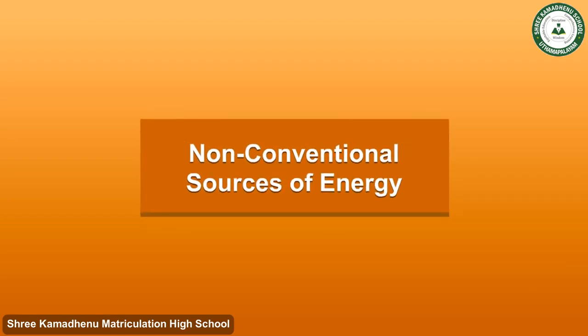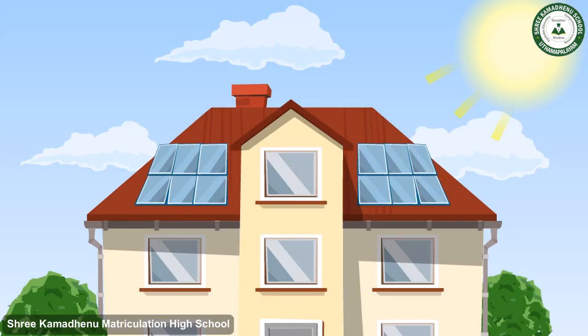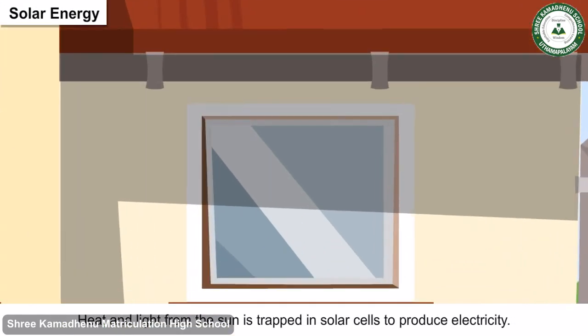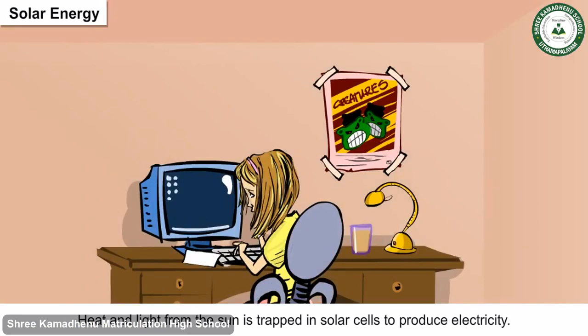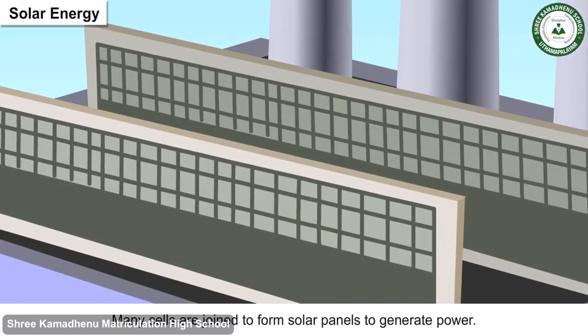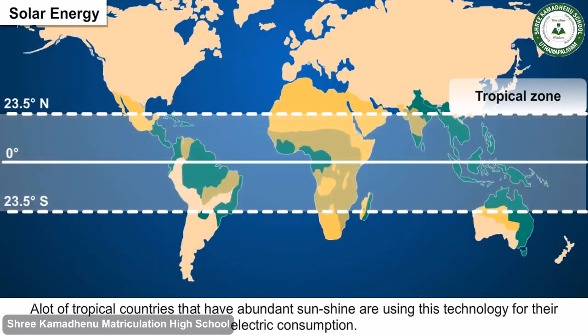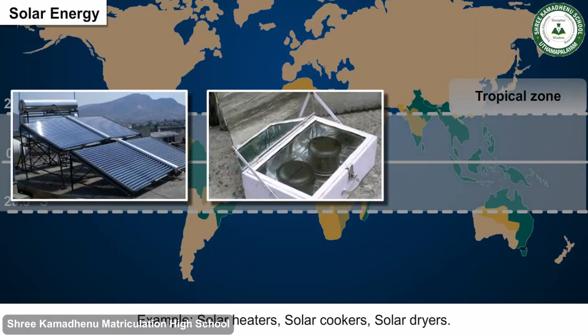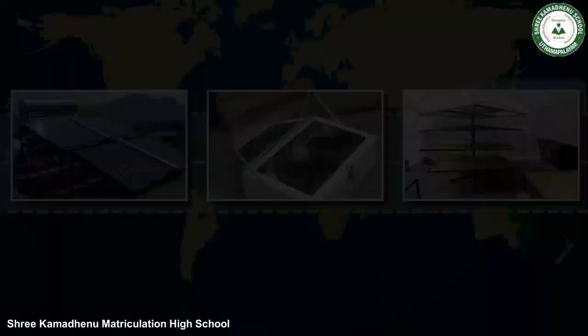Non-conventional sources of energy. Solar energy. Heat and light from the sun is trapped in solar cells to produce electricity. Many cells are joined to form solar panels to generate power. A lot of tropical countries that have abundant sunshine are using this technology for their electric consumption. Examples: solar heaters, solar cookers, solar dryers.